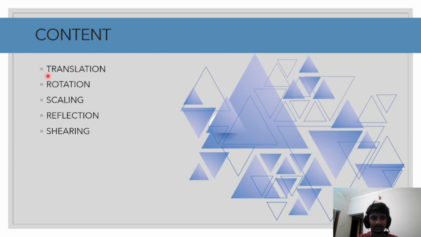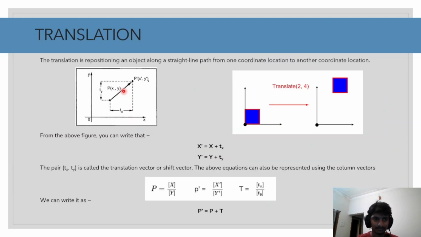So in this video we'll talk about translation, rotation, scaling, reflection, and shearing. These are all part of the 2D transformation.